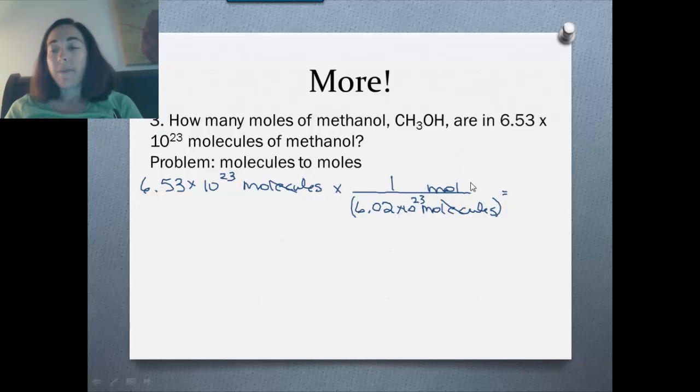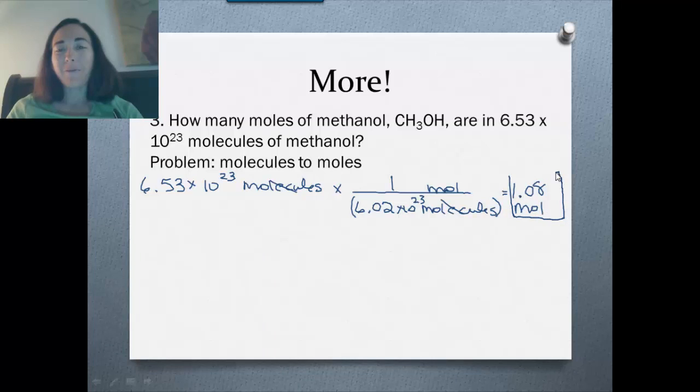And let's do that math real quick. 6.53 times 10 to the 23rd divided by 6.02 times 10 to the 23rd. That gives me an answer. I got 1.08 moles.